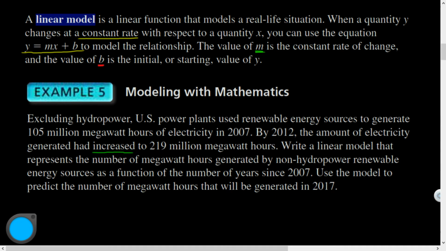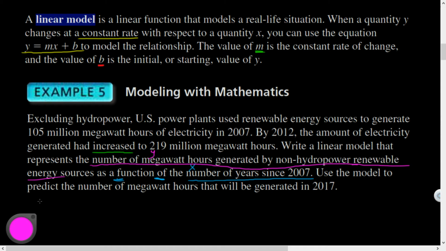All right. Now they said the word function, f of x. Here's my x. Okay, this is my x, right? Notice that, f of x. Bam, you saw it there. It's hiding right there. So that's my x. What is the output? The linear model represents the output, I'll do y in purple. The number of megawatt hours generated by non-hydropower renewable energy sources. Okay, so y is measuring megawatt hours generated. All right, so there's my y.